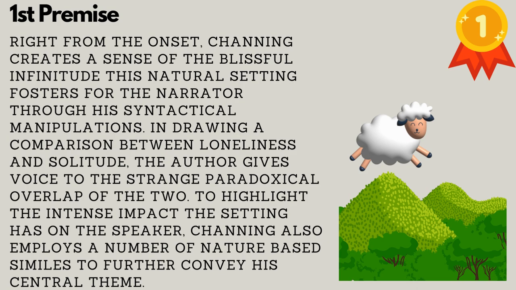So let's see what these three sentences do that comprise the first premise. Right from the onset, Channing creates a sense of the blissful infinitude this natural setting fosters for the narrator through his syntactical manipulations. So you got setting and syntax. In drawing a comparison between loneliness and solitude, so this is the theme, it's the juxtaposition as well, the author gives voice to the strange paradoxical overlap of the two. So you got paradox in there as well. To highlight the intense impact the setting has on the speaker, Channing also employs a number of nature-based similes to further convey his central theme. All right, that's loaded. You got a bunch of terms, devices, techniques in there that you got to unpack.